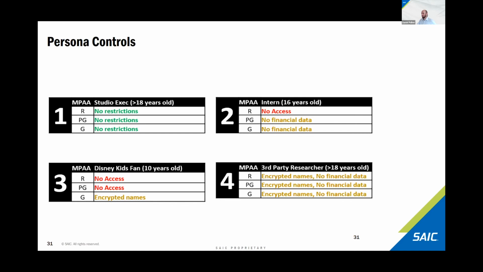And then for the third-party researcher, if we look back at the MPAA rating, they're 18 years or older, and so they're able to see all of the records of data. However, we're encrypting the names of the primary actors, the director, the composer, et cetera, and then we're not even allowing them to see any of the financial data. And so you can see how the MPAA ratings actually overlay with the access controls based on their personas or their roles.